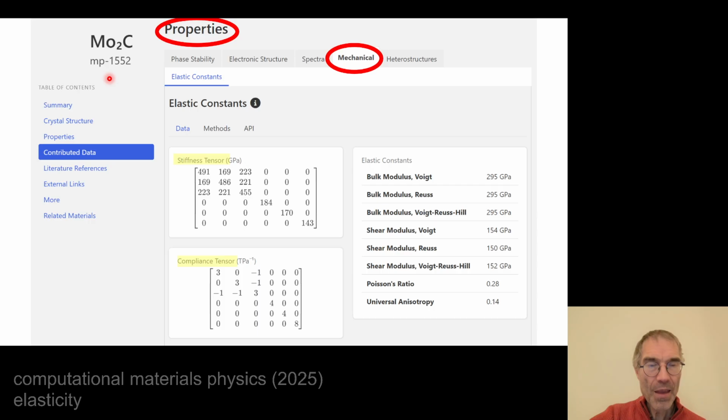carbon. If you click on this and look in contributed data for mechanical properties, there you will find the elastic tensor that is called here the stiffness tensor. And the inverse of it is then the compliance tensor. And next to this you have all these elastic moduli in Voigt, in Reuss, and in Voigt-Reuss-Hill approximations.